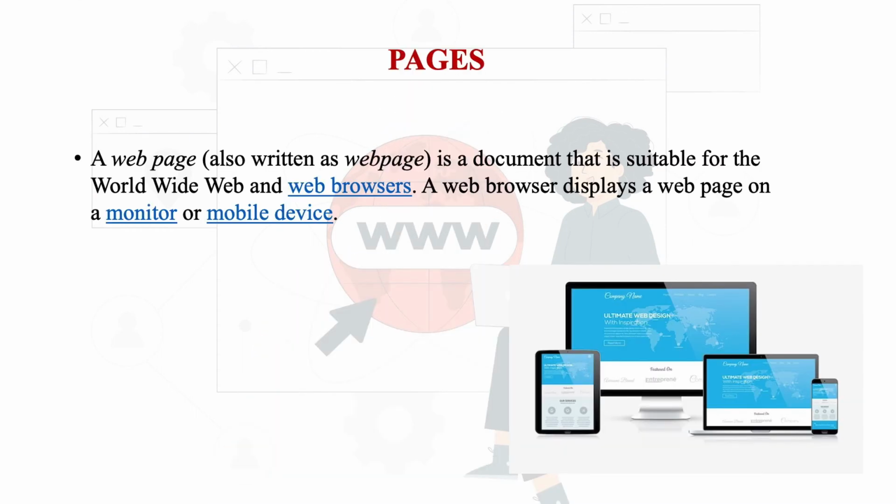Now let us see what the pages mean. A web page is a document that is suitable for the World Wide Web and web browsers. A web browser displays a web page on a monitor or a mobile device. So that is all I want to share with you about the World Wide Web in today's presentation. One thing that is most important is that the World Wide Web and the Internet are different. Don't use them as synonyms. They have huge differences. That is what we have to know about the World Wide Web, and there are many more things which we will be sharing in future presentations.